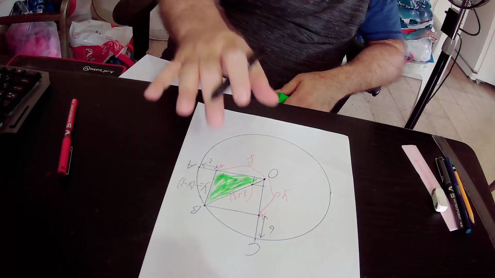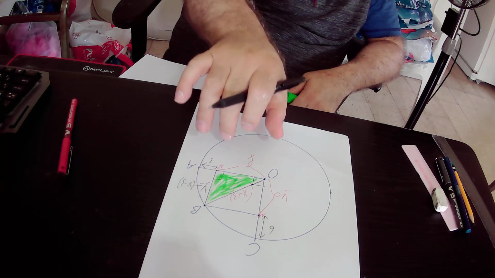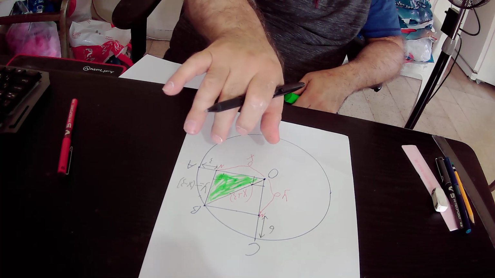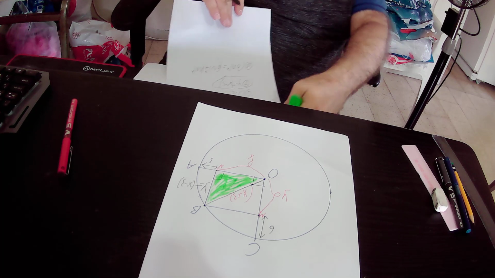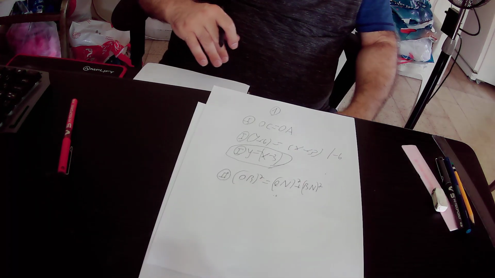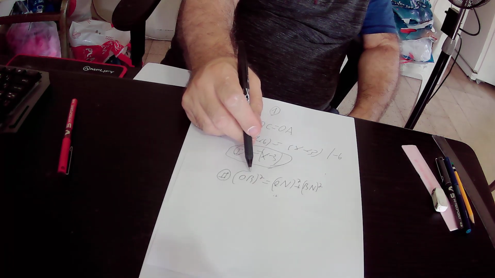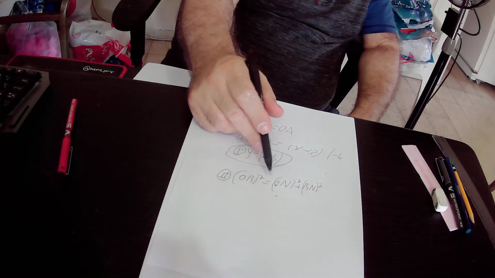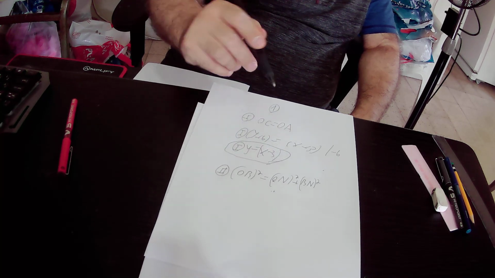Okay, the square of the hypotenuse equals the sum of the squares of the perpendiculars. That is to say, OB square equals ON square plus BN square. So according to the Pythagorean theorem, we have the second equation that states that the square of the hypotenuse, that is OB square, equals the sum of the squares of the perpendiculars, that is to say, ON square plus BN square.